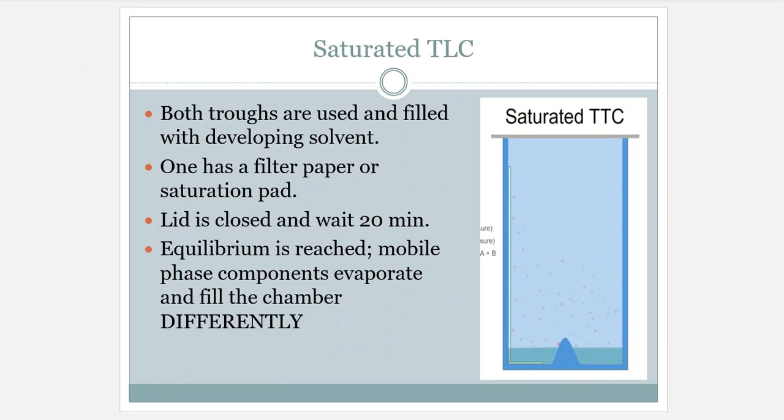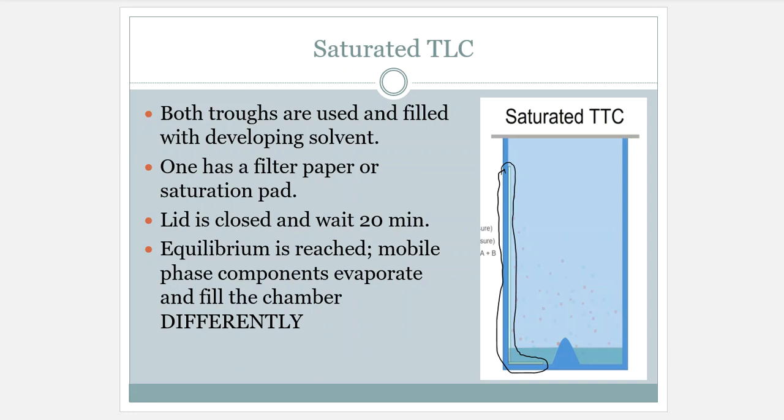So saturated plates, again, look something similar to this. Both troughs are going to be used. You can see the filter paper or the saturation pad that's going to be here. That is promoting this gas phase to take place. Again, we wait for 20 minutes. We allow this process to go forward, and then we place our plate down on the inside.